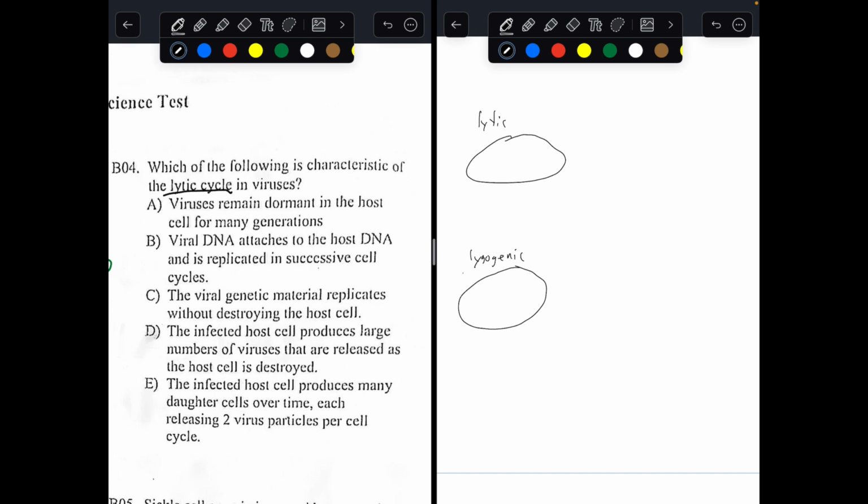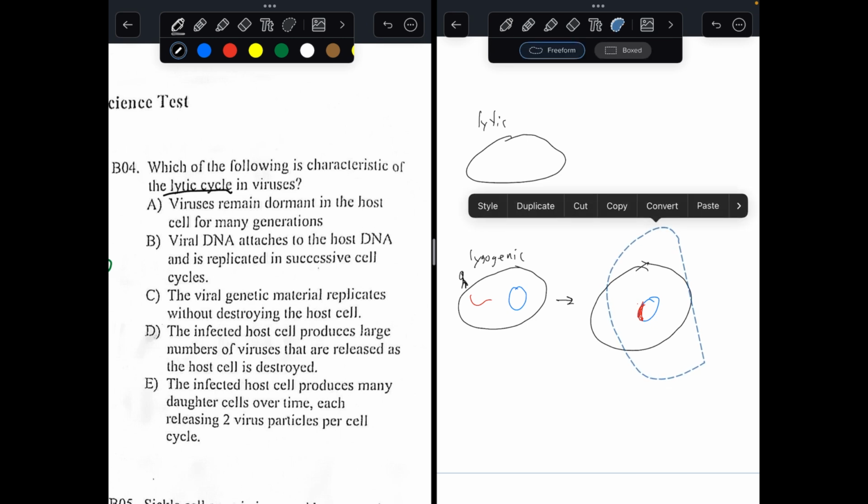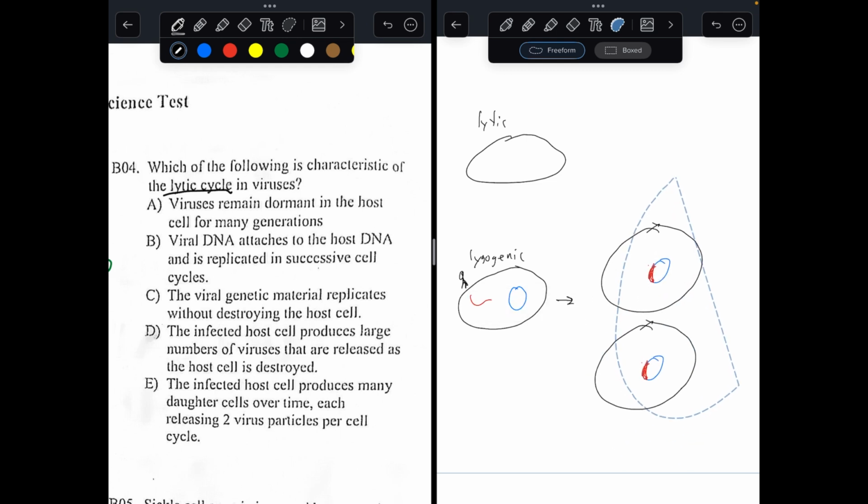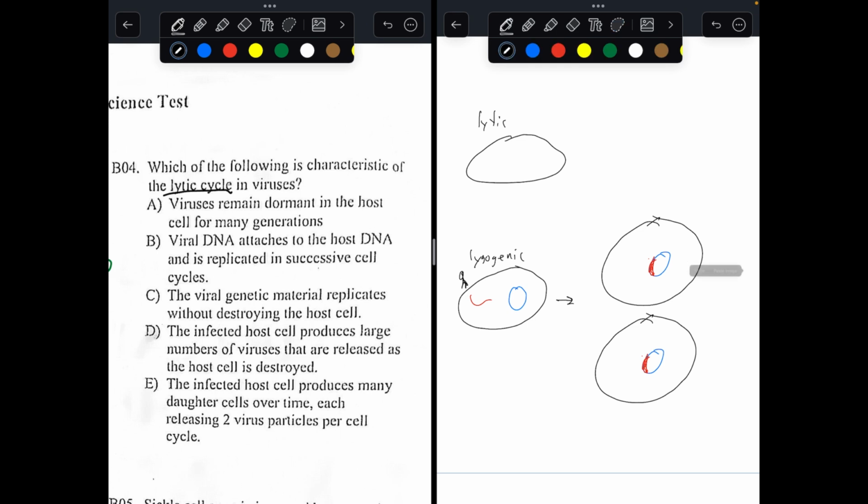The lysogenic cycle is when the bacteriophage, I'll just draw it as this, injects its DNA into the circular bacteria DNA, and this gets integrated. So I'll just draw it as an integrated DNA. The viral DNA is integrated inside the bacteria, and it stays dormant. Now it just waits until the bacteria multiplies. It just copies and multiplies, and after several multiplications, they enter the lytic cycle.